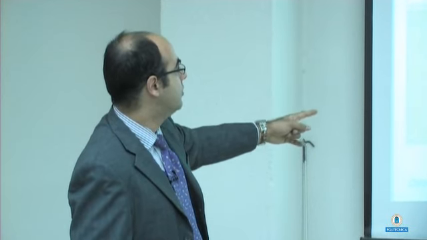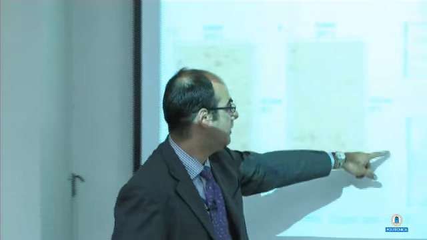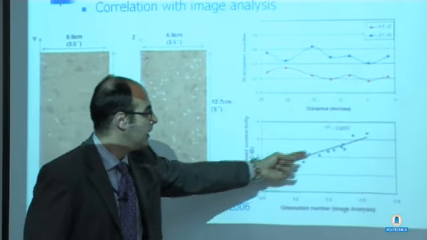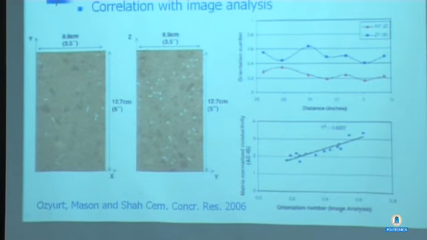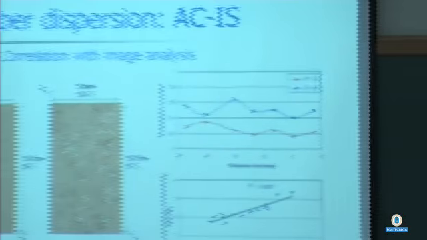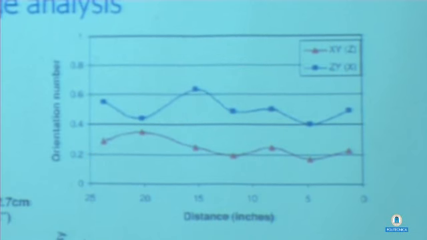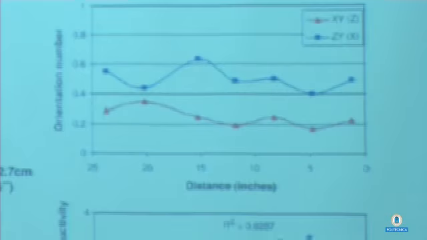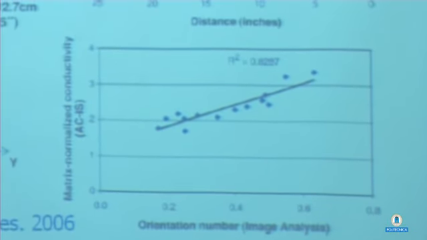And this was to show that the matrix normalized conductivity that you can get from this method really matches with the orientation number of fibers that you can get from image analysis. This was the calibration of the method, which showed that the method is effective and we can trust it. So basically, this was a pre-work done at Northwestern University, which allowed us to go further with this method because we know that we could get reliable results.